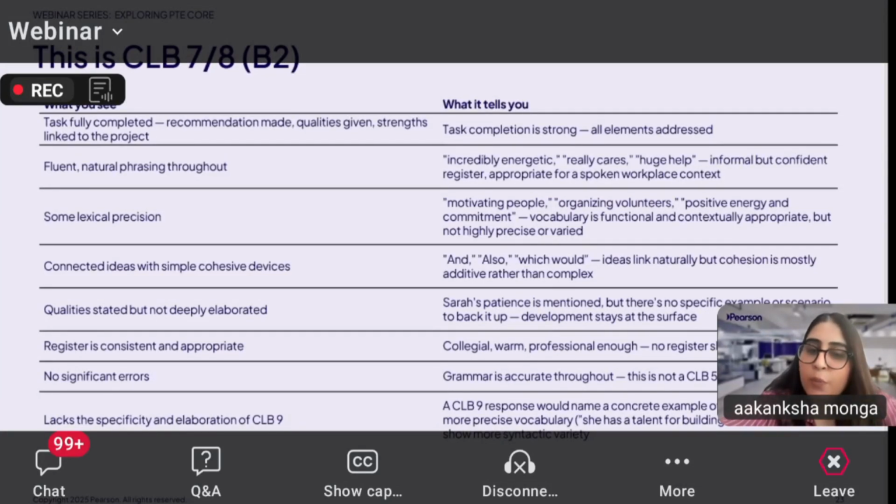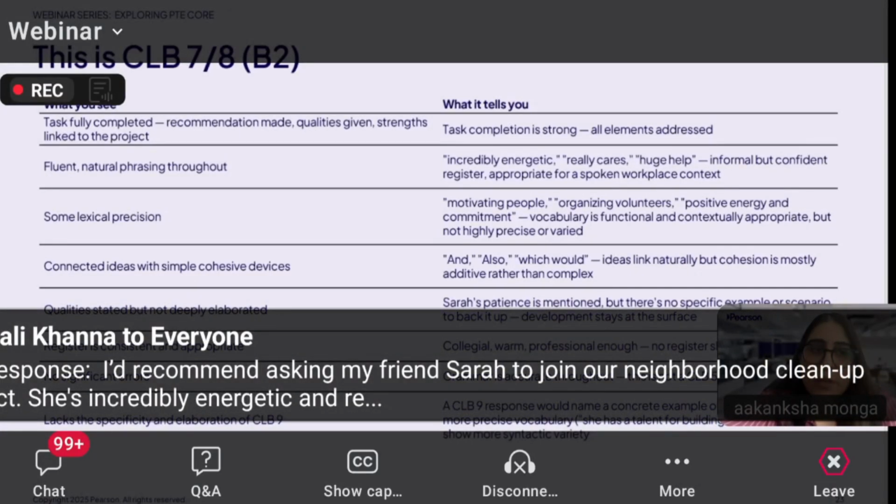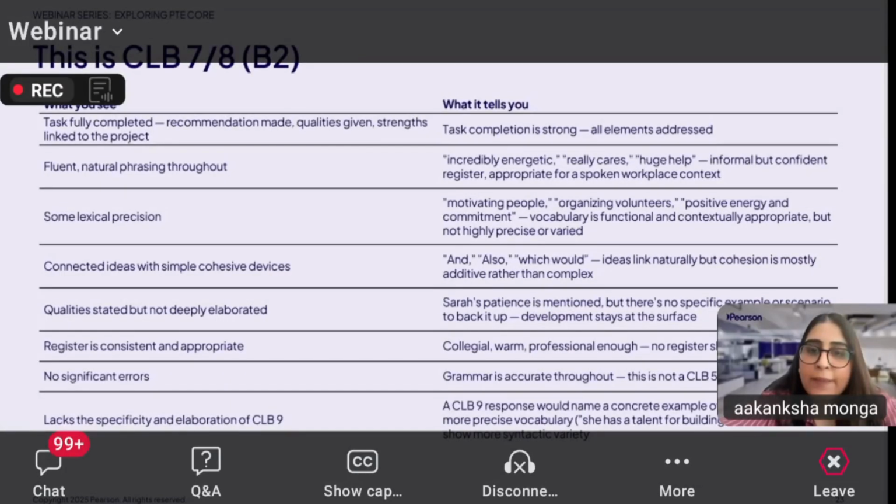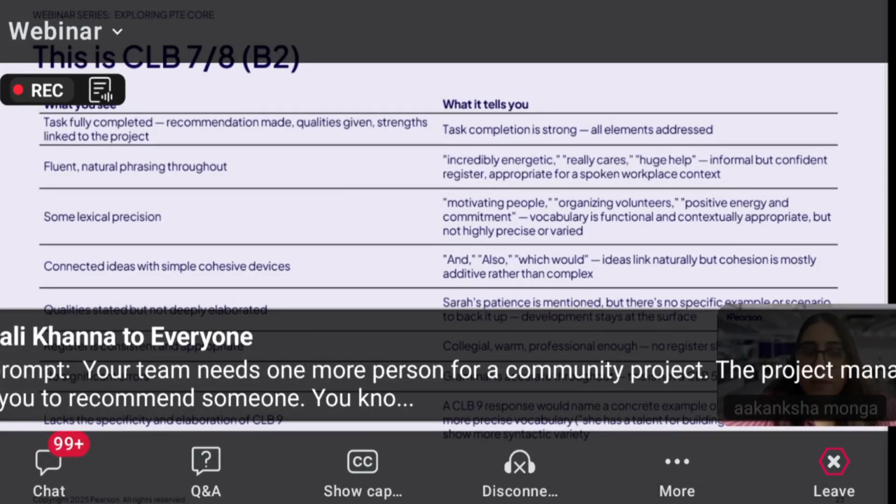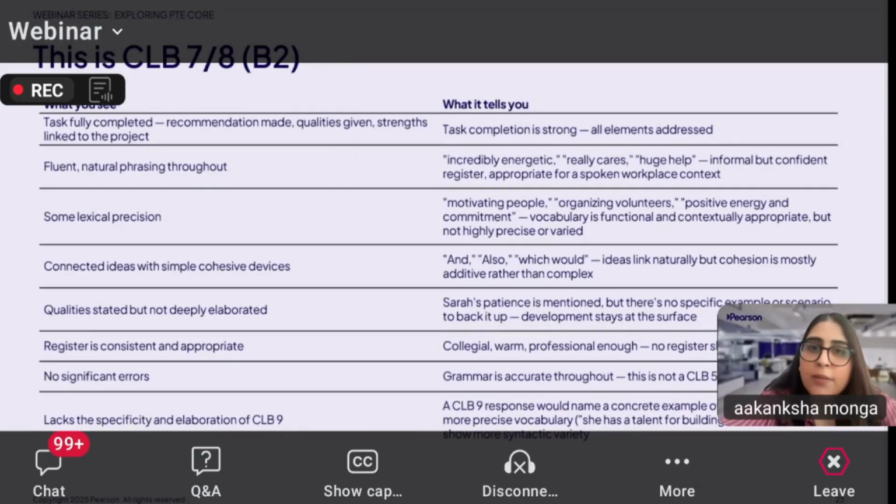The register is also appropriate. The vocabulary is connected to the topic, so it's functional. However, there's not a lot of exploration of the vocabulary in depth. The speaker mentions that Sarah is very patient, but does not support that with an example of anything specific. So what that does is that it stays a bit superficial. They've mentioned that this person's patient, but we don't really see any examples of that, or anything that could actually highlight that quality.